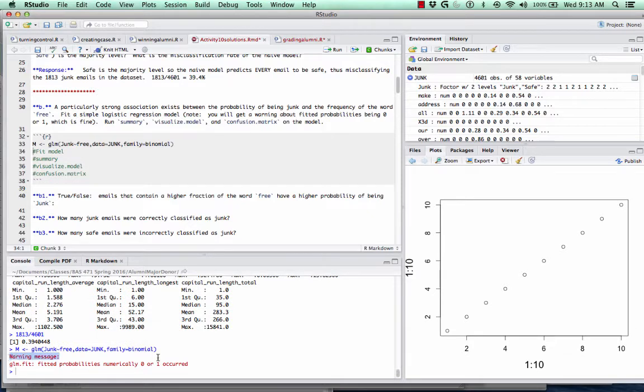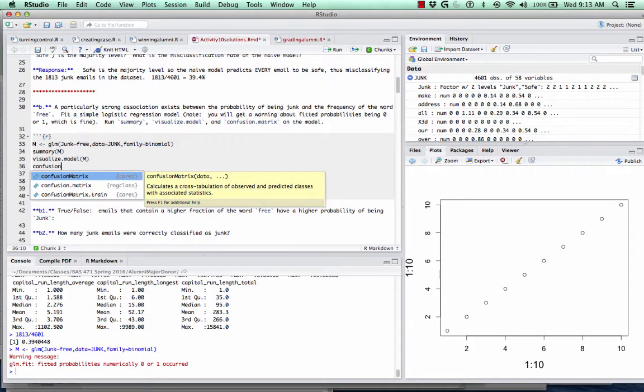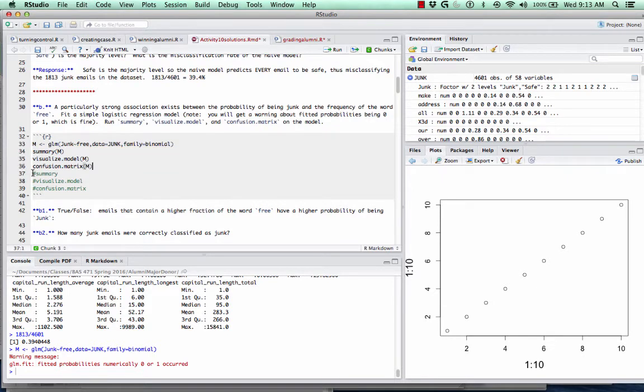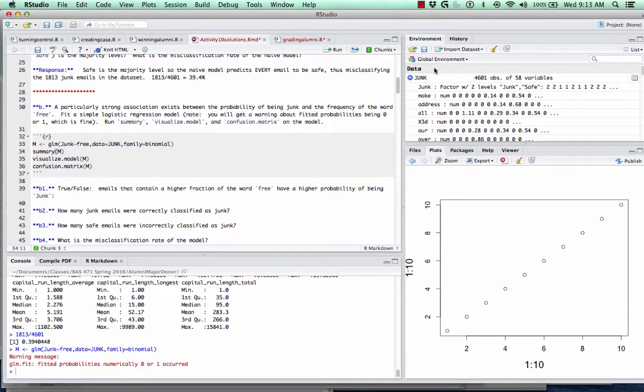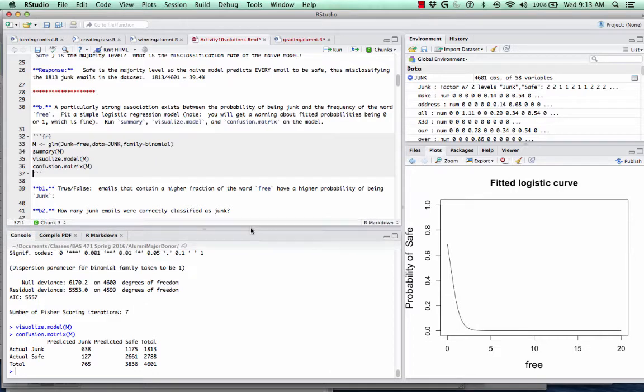We'll run it. We get a warning message that says fitted probabilities numerically 0 or 1 occurred. That's fine. It's just giving us a heads up that there are some emails with such a high probability or such a low probability of being junk that R has to treat that as a 0 or a 1 due to constraints on machine precision. All right, let's look at a summary of the model. Let's visualize that model so we can see what the logistic curve looks like. And then let's get the confusion matrix so we can talk about how well it makes predictions. So with a summary, a visualization, and a confusion matrix, what can we talk about?